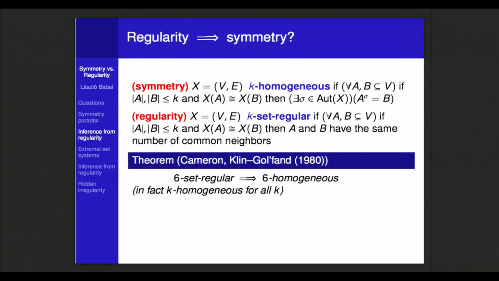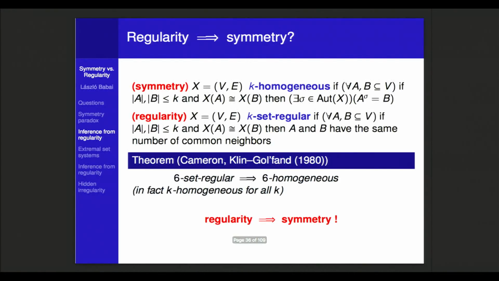So what Cameron and independently Killeen and Golfand proved a long time ago was that if a graph is 6-set regular, then actually it is 6 homogeneous. So the regularity condition implies the symmetry condition. In fact, it implies that if it is 6 homogeneous, it is k homogeneous for all k, and so you already suspect how this goes.